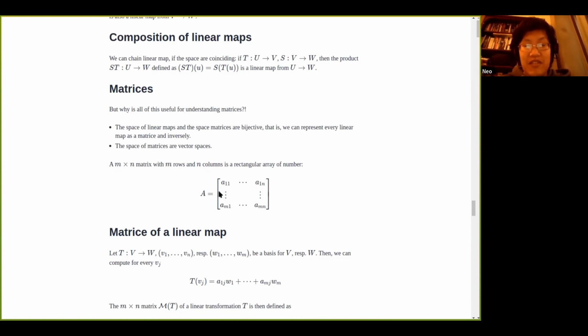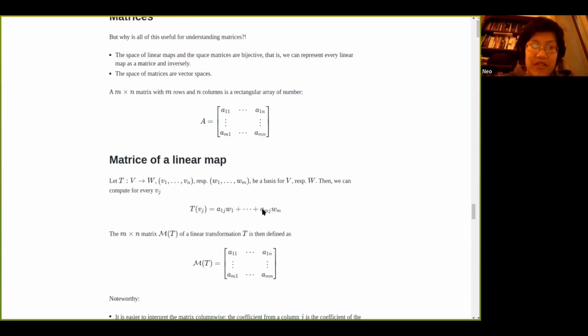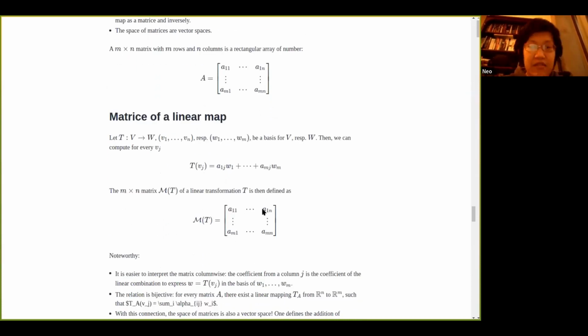A matrix is simply a rectangular array with numbers inside. We say that an m times n matrix, with m rows and n columns, is a matrix of that form. We usually have the first index being the rows and the second index being the columns. So the element A1n means the element of the first row and the nth column, and Amn is simply the mth row and the nth column. And the question now is how you go from matrices to linear maps.